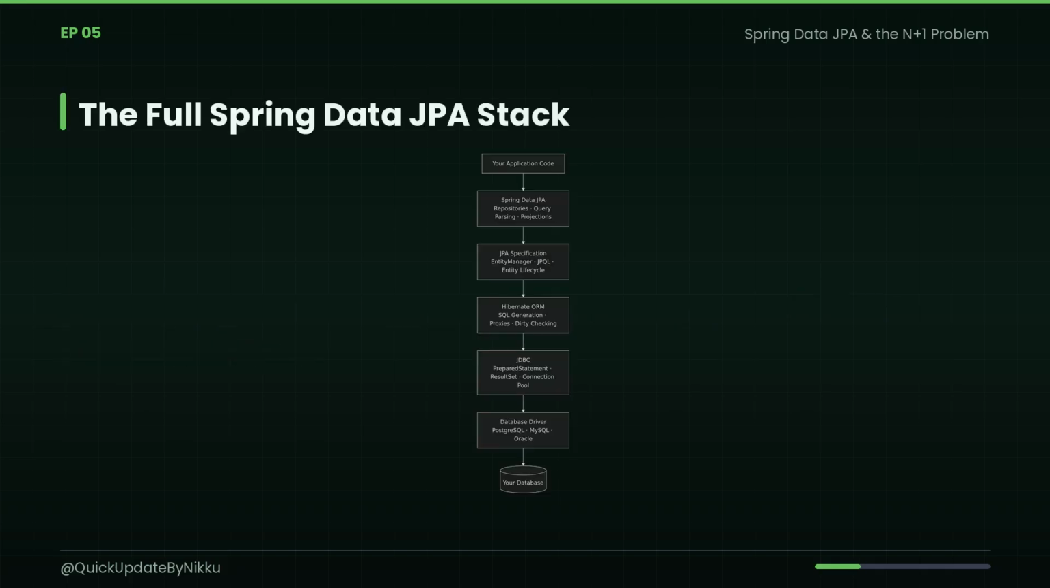Each layer has a single, well-defined responsibility. JDBC speaks raw SQL through prepared statement and result set. It knows nothing about Java objects. Hibernate sits above it as the ORM, translating your author class to the author table and generating SQL. JPA is the specification that defines the contract, the interfaces and annotations in jakarta.persistence, and Hibernate is the engine that honors that contract at runtime. Spring Data JPA sits above all of them, eliminating boilerplate through repository interfaces and derived query methods.